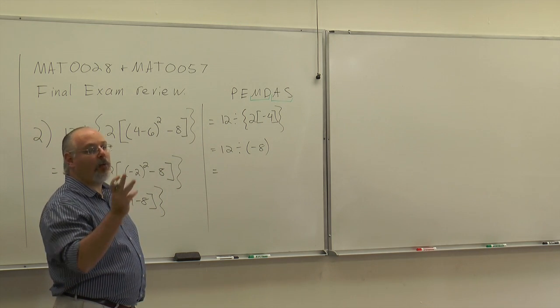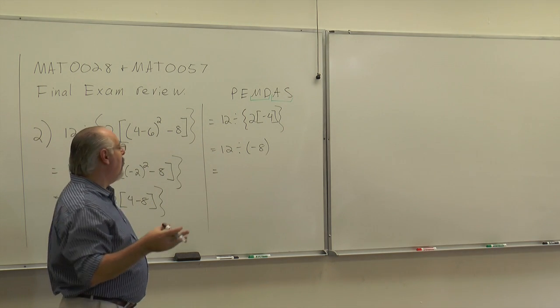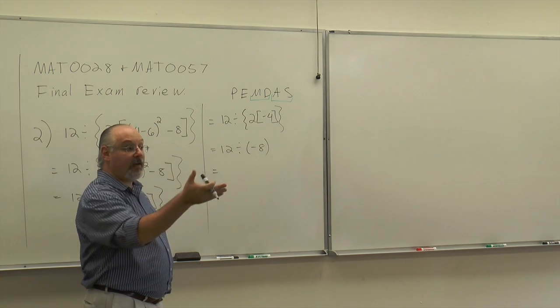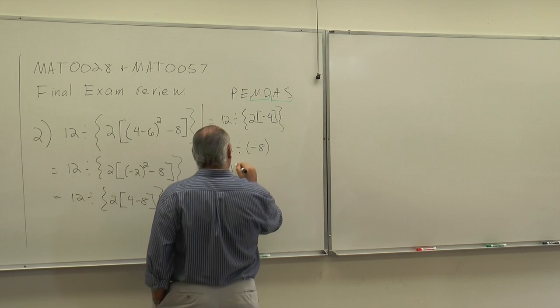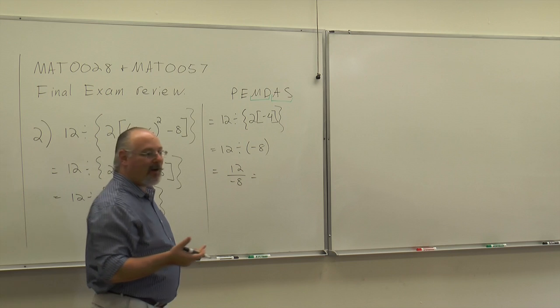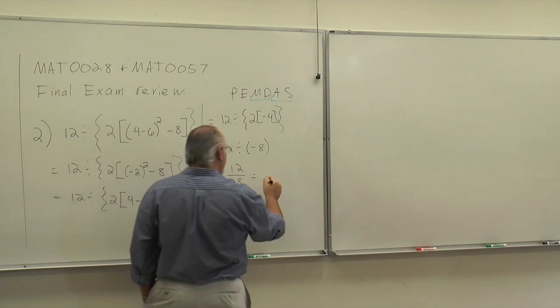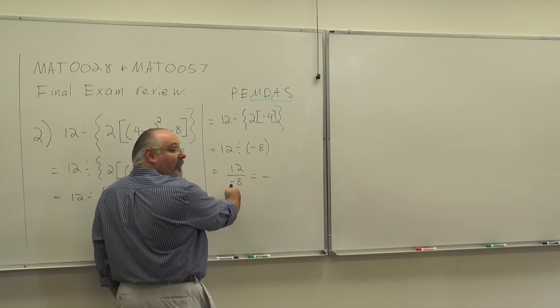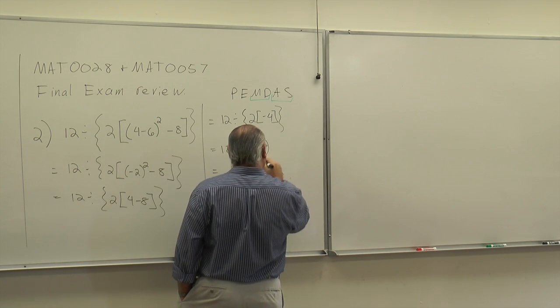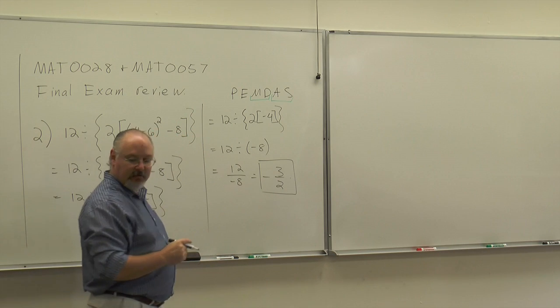All right, does 8 go into 12 evenly? No. What's another way to represent division? Make it a fraction, right? So this is 12 over negative 8, and then just reduce. It's going to be a lot easier. A positive divided by a negative is negative. We can divide out a 4, and we get 3 over 2. So negative 3/2 is the answer.